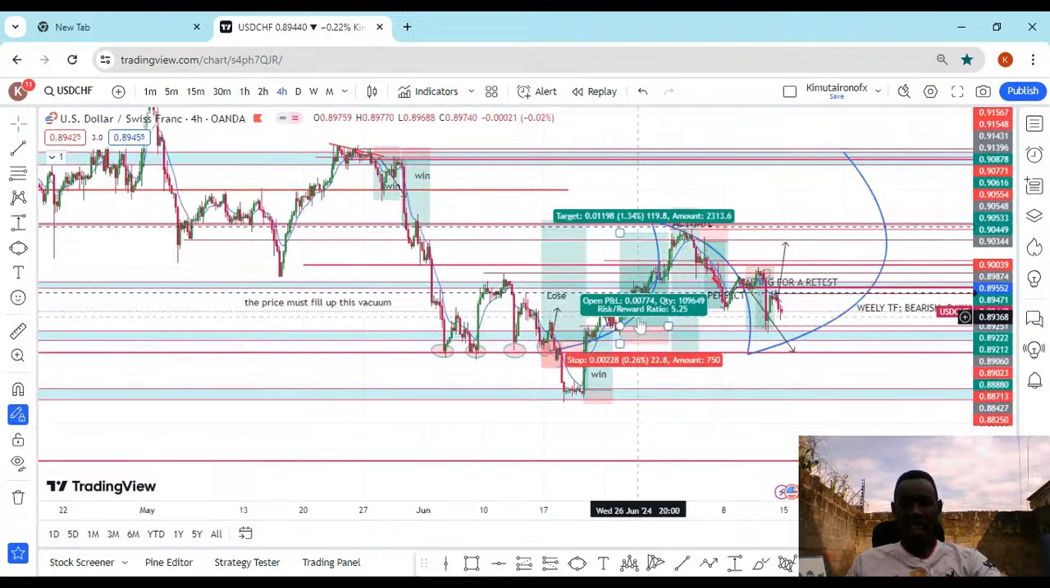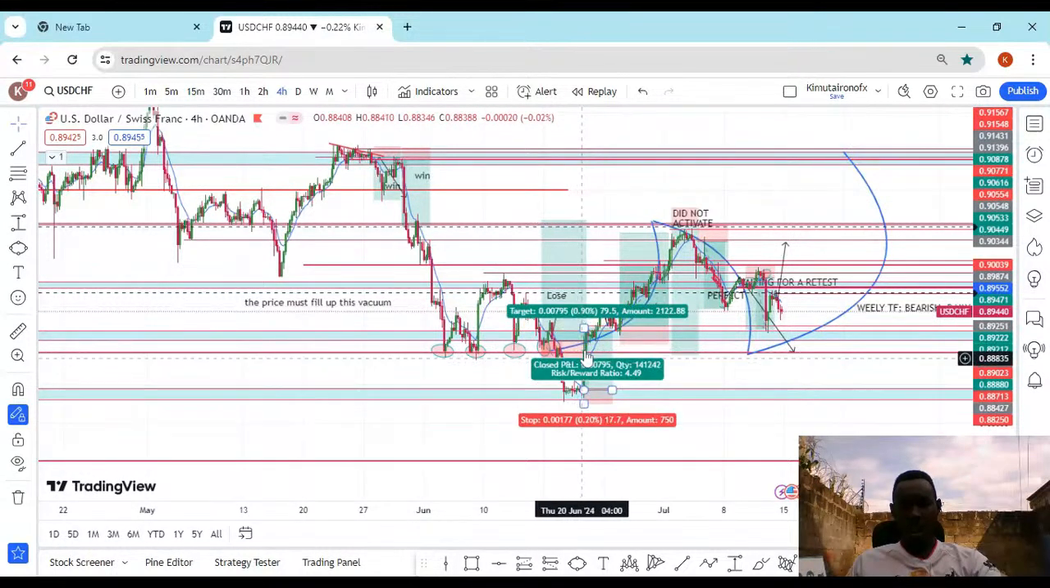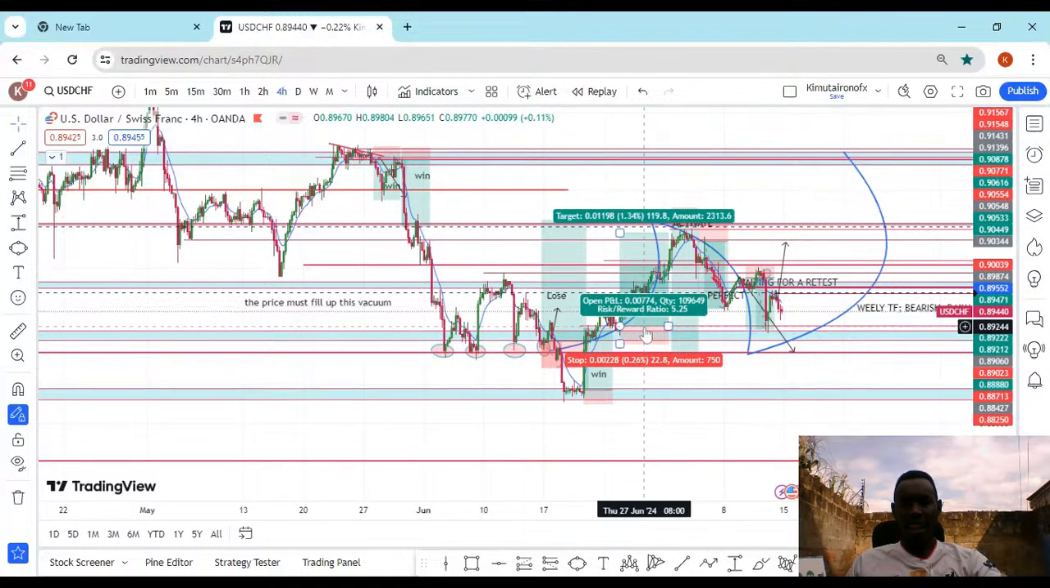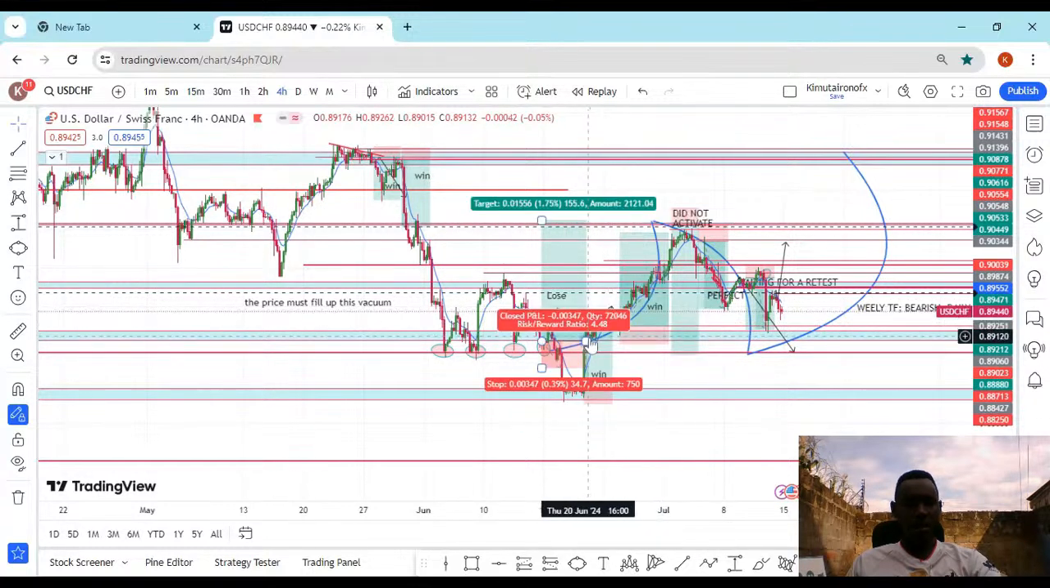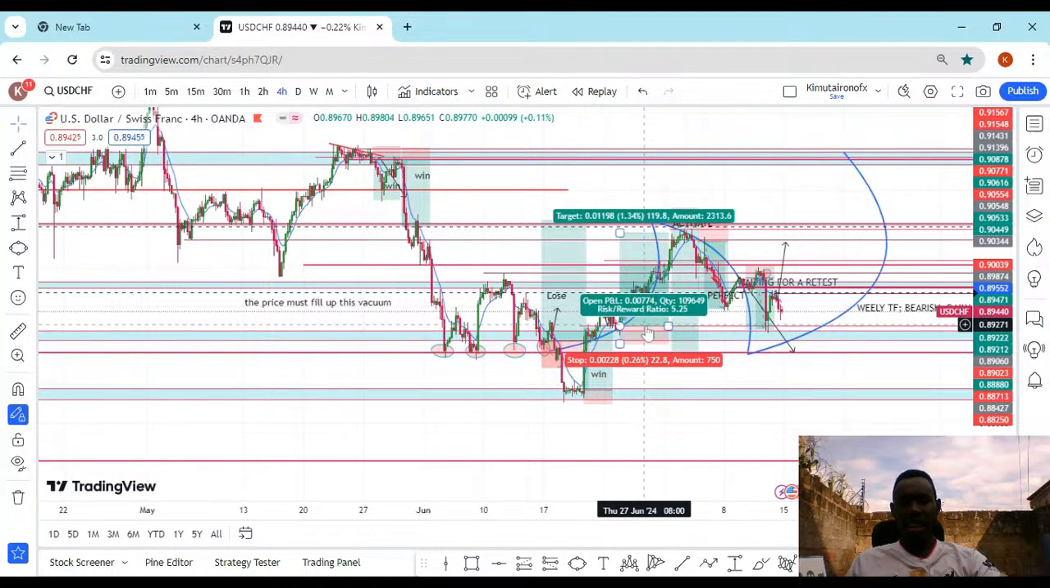I again entered this trade from this point. So this is 1, 2, 3, 4, 5, 6, 7. So 7 trades. Now I ended this trade again from this point because I believe that this price must retest this area so that you can continue with a bearish move from the daily and the weekly time frame. So I ended this trade again.